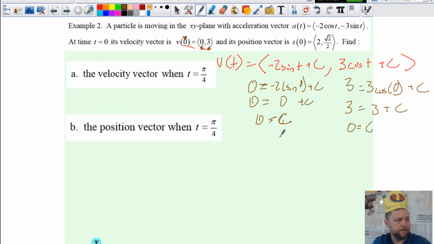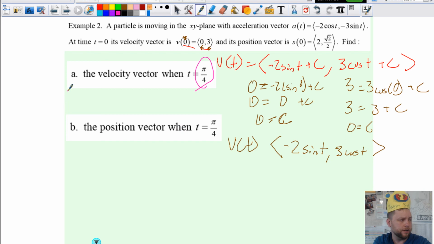So my velocity function is going to be negative 2 sine of t, comma 3 cosine of t. And then you're plugging in pi over 4. So at pi over 4, your velocity vector is going to be negative 2 sine of pi over 4, comma 3 times cosine of pi over 4. Do I simplify that? Nope, I'm too lazy.